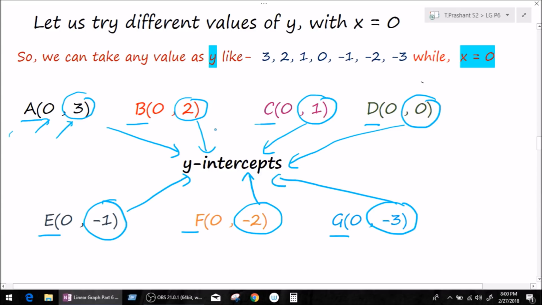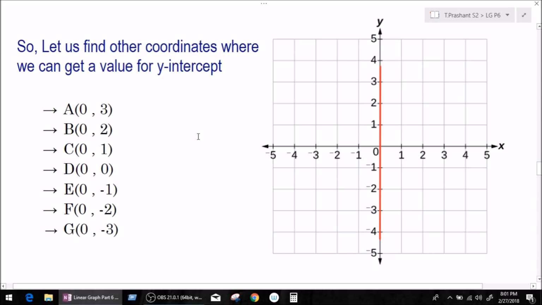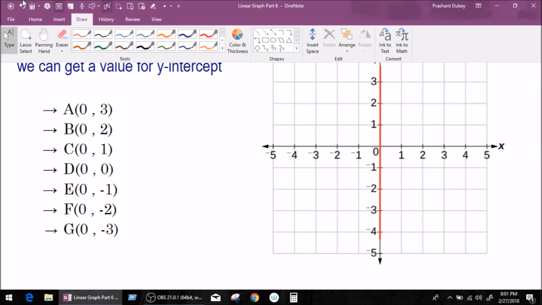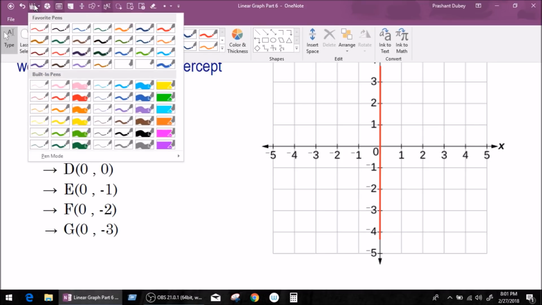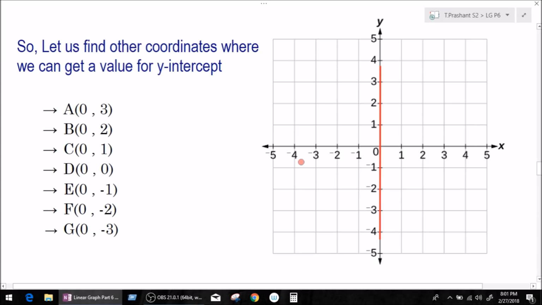So with the same value of x, which is 0, when paired with a different value of y, it will give out a different y-intercept every time. So we have 7 y-intercepts on our screen right here. Let's go see how it works on a graph. Let's plot all these coordinates on a graph. So let's find other coordinates where we can find a value for our y-intercept. I have chosen 7 coordinates right here, so let's plot them on the graph really quick.